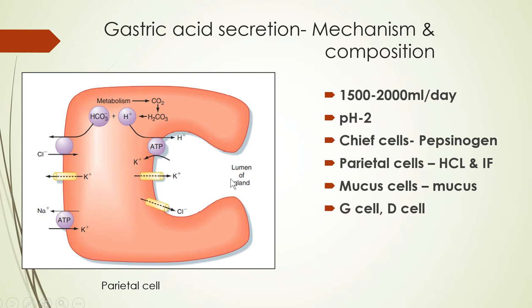Okay, so this is the lumen part. So this is stomach lumen. Okay, here the blood vessels. So this is called apical surface, this is basal surface, right?